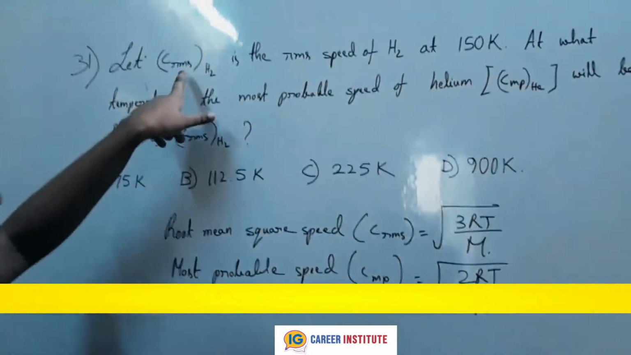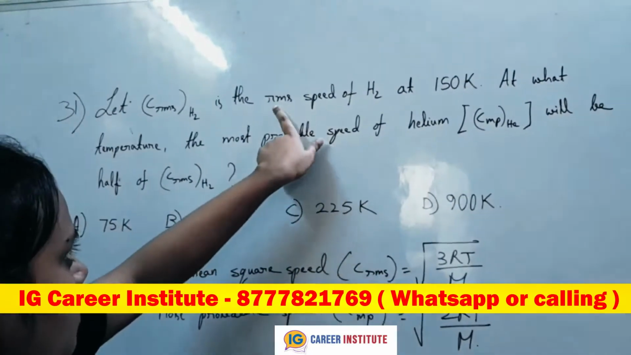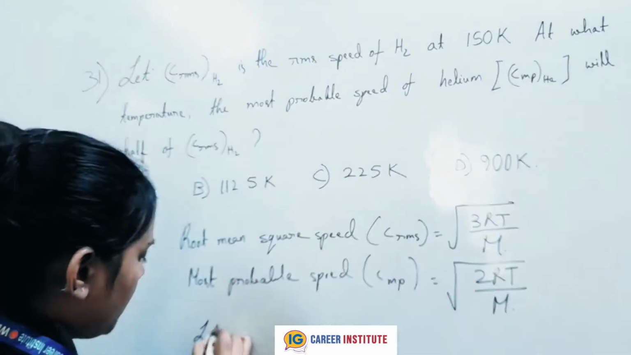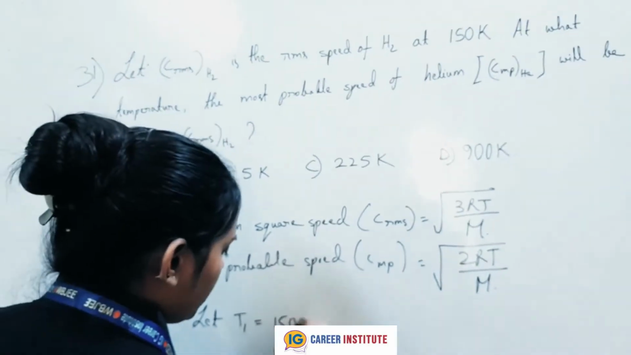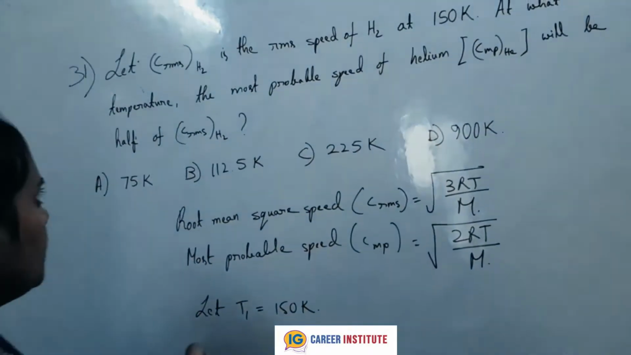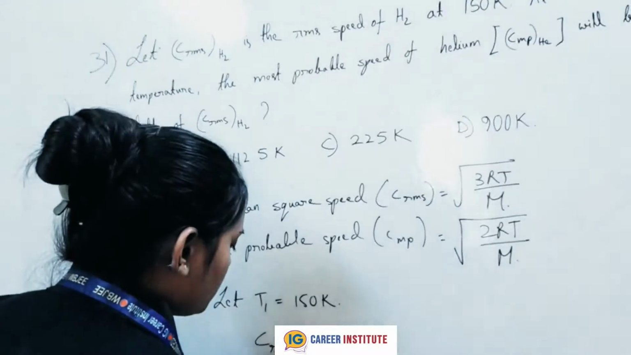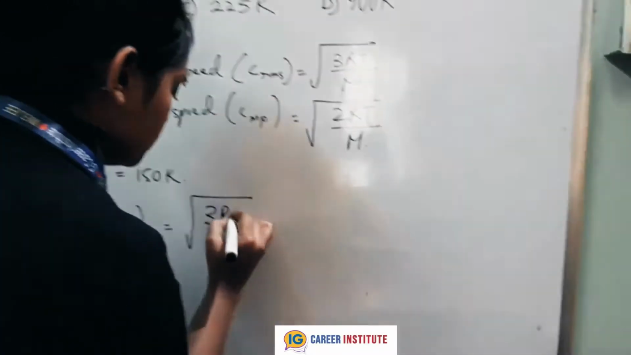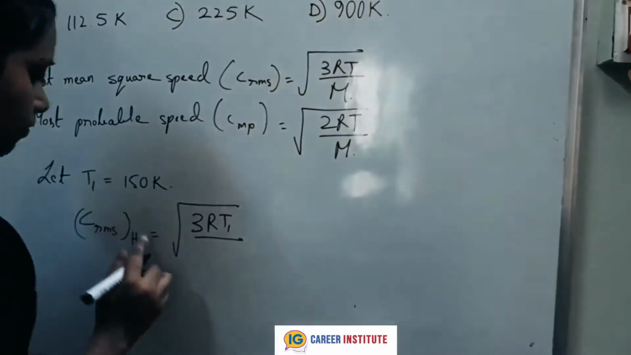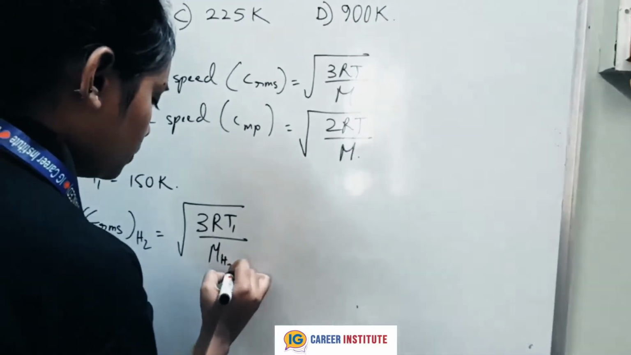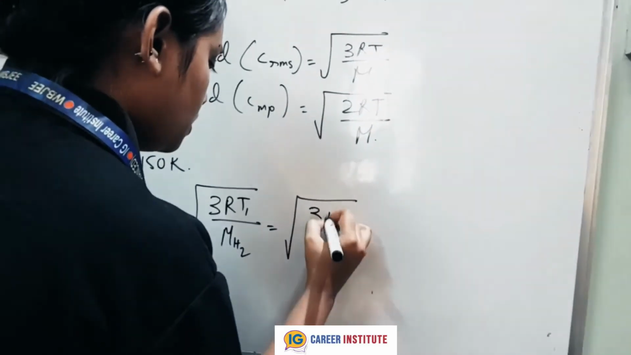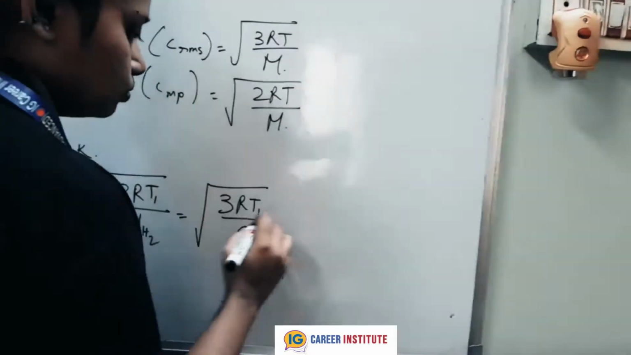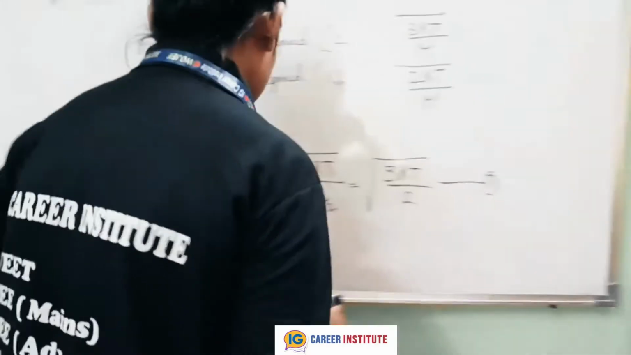Now in the first line, CRMS of hydrogen is the RMS speed of hydrogen at 150 Kelvin. So let T1 be 150 Kelvin so that we don't have to write 150 again and again. So CRMS of hydrogen at T1, where T1 stands for 150 Kelvin, is root over of 3RT1 by the molecular weight of hydrogen. Molecular weight of H2 is 2. So let this be our equation 1.